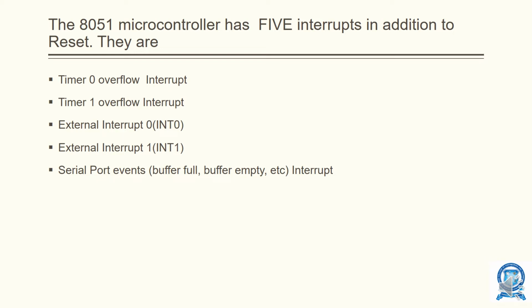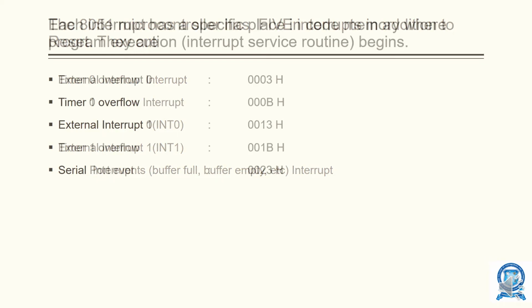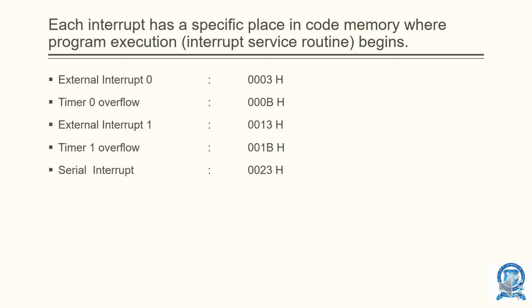So the 8051 controller has 5 interrupts in addition to reset. They are timer 0 overflow interrupt, timer 1 overflow interrupt, external interrupt 0, external interrupt 1, serial port events, buffer full, buffer empty, etc. Each interrupt has a specified place in code memory where the program execution begins.